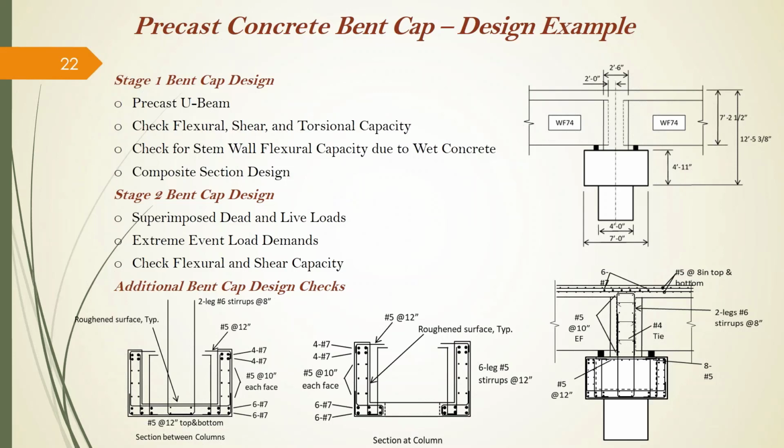As seen, the first stage bent cap design includes a precast U-beam, and stage 2 of that will be basically a composite section that includes the interior pier diaphragm and part of the deck slab. And we need to look at the different forces at different times associated with this design. Next slide, please.